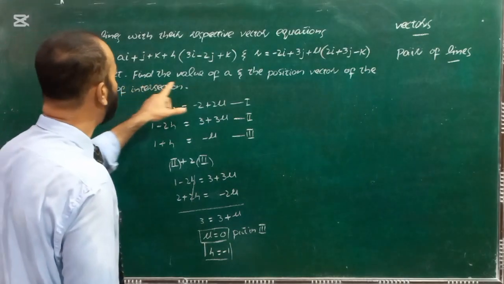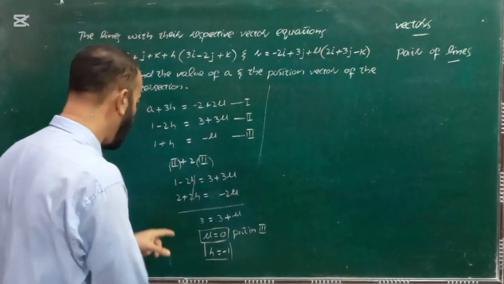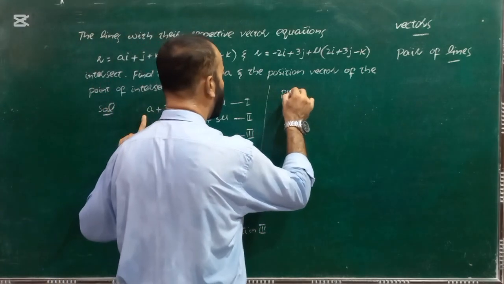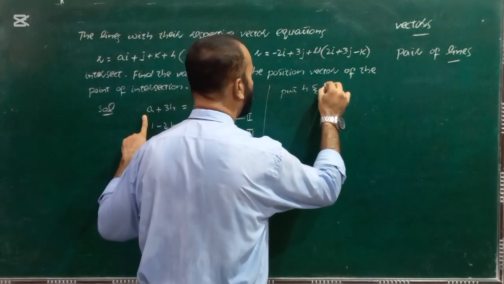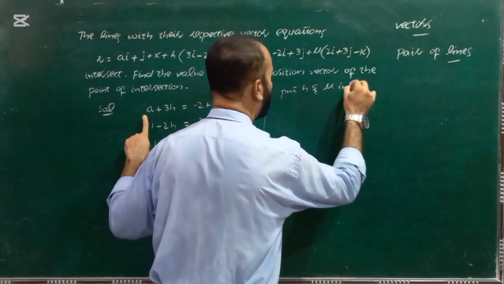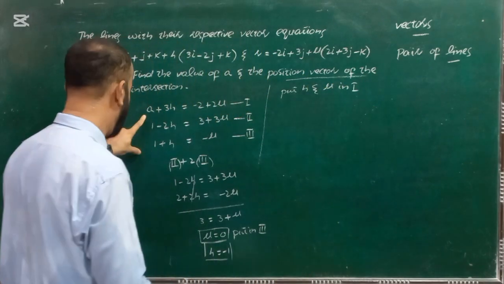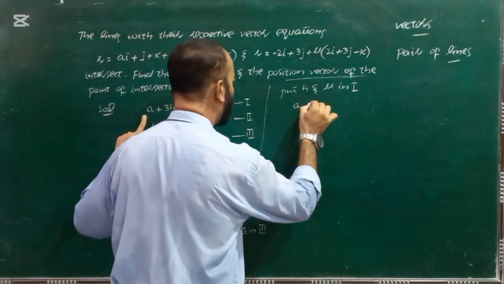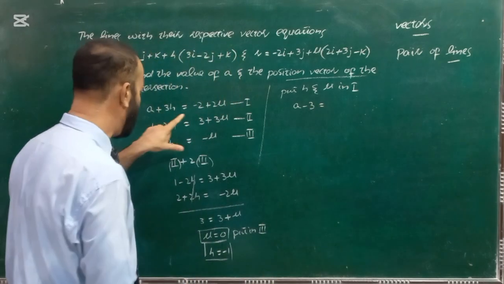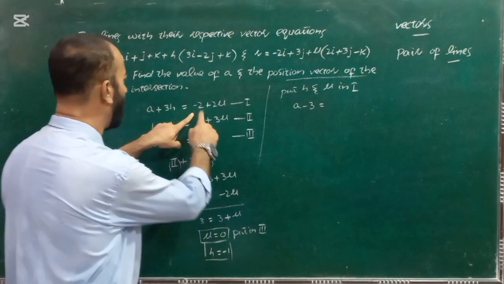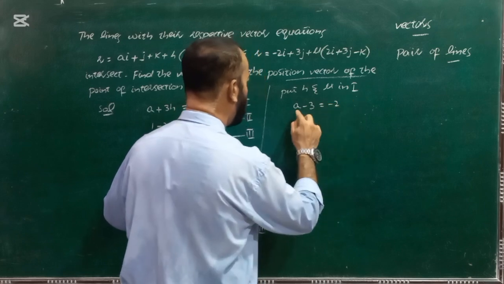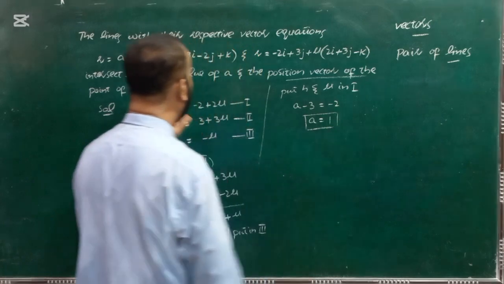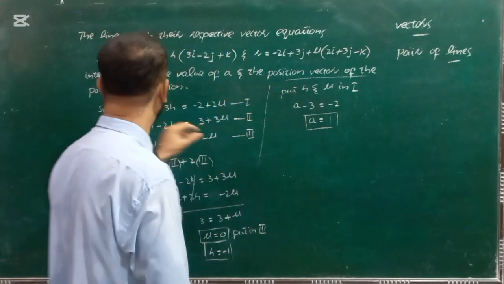Okay, now the requirement is to find the value of a. Putting these values of lambda and mu in 1, lambda is minus 1, so a minus 3 will be equal to, mu is 0, so minus 2 will be on the right hand side, so a will be equal to 1. So this is the value of a, at which the lines intersect.